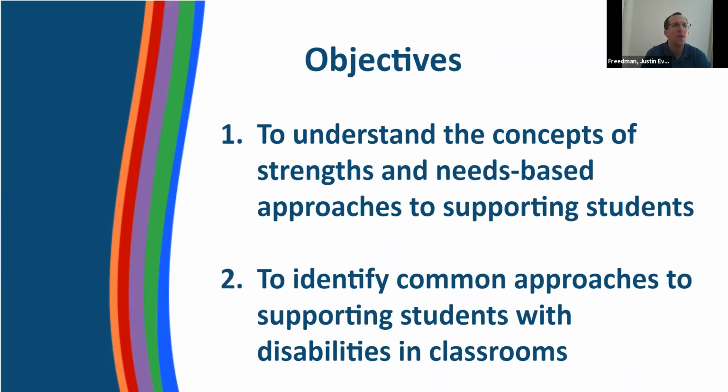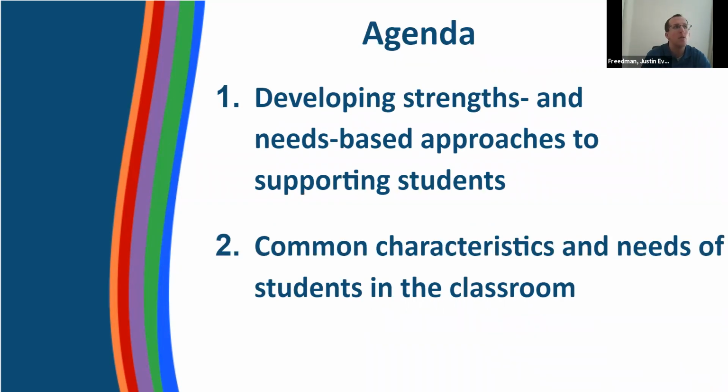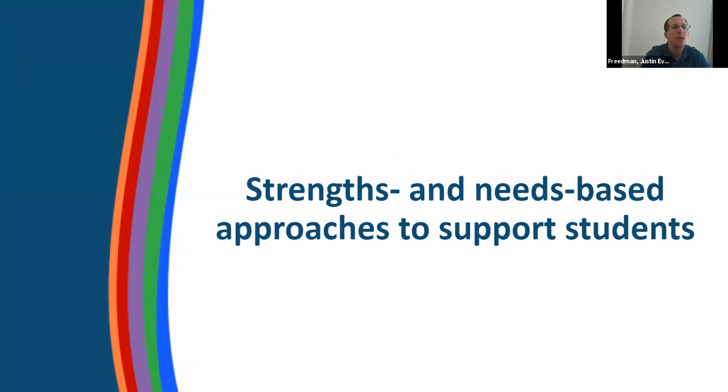To start, our objectives are: one, to understand the concepts of strengths and needs-based approaches to supporting students, and two, to identify common approaches to supporting students with disabilities in classrooms. So we'll start off with some definitions and examples of what it means to take a strengths and needs-based approach to supporting students. And then we'll get into some of the common characteristics that you may see in terms of the needs that students have. And we'll talk about some ways that we can respond to those needs to support students. So let's start off by talking about strengths and needs-based approaches.